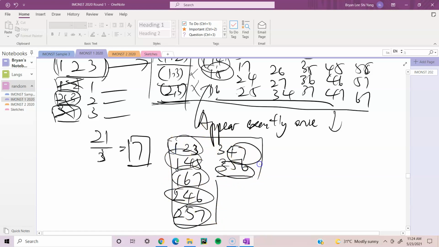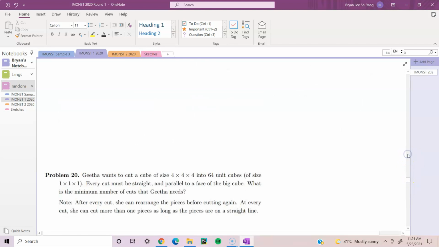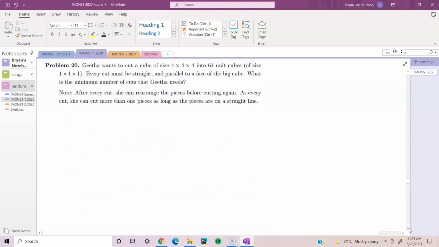Okay? So this is the solution to problem 19. Now, let's move on to the last question of this whole paper, and then we can basically call it a day. Now, Geeta wants to cut a cube of size 4 times 4 times 4 into 64 unique cubes of size 1 times 1 times 1. Every cut must be straight and parallel to the face of a big cube. What is the minimum number of cuts that Geeta needs?